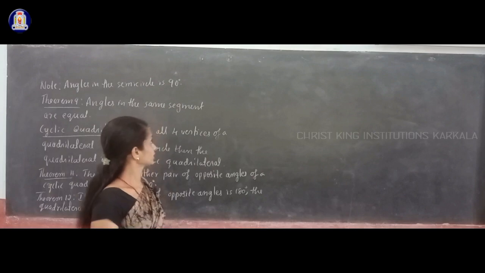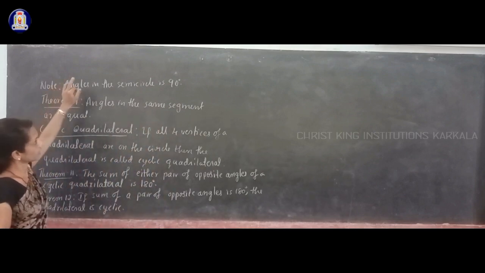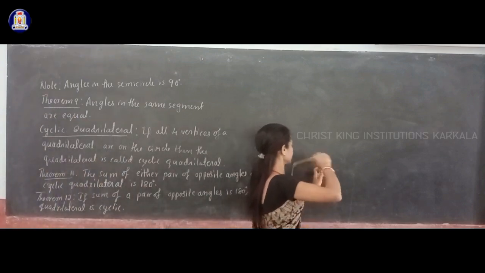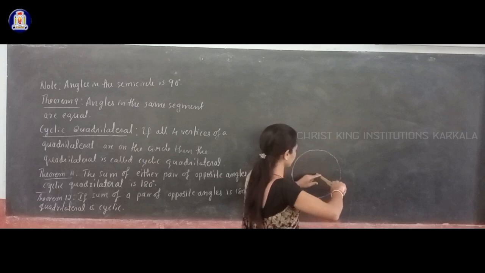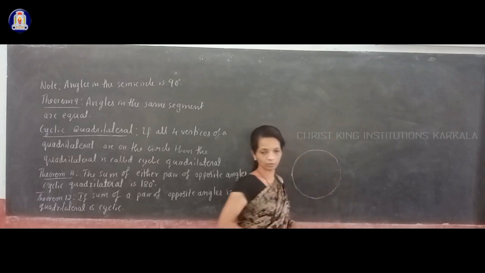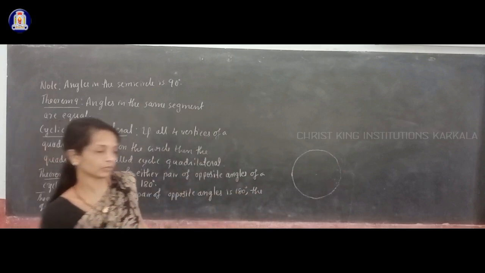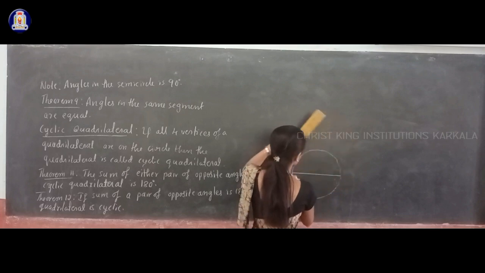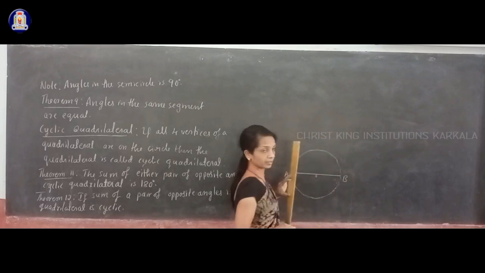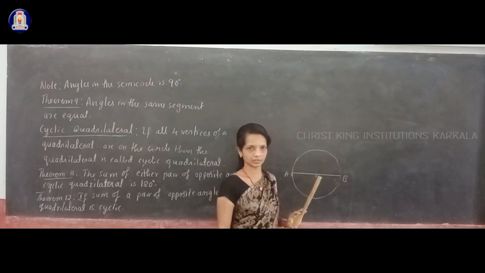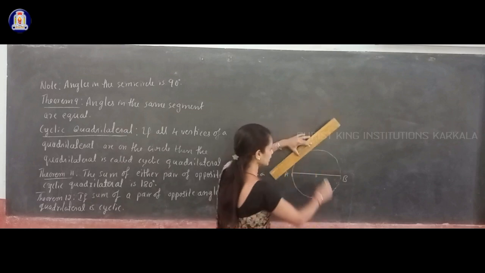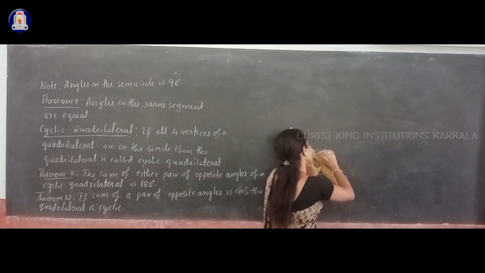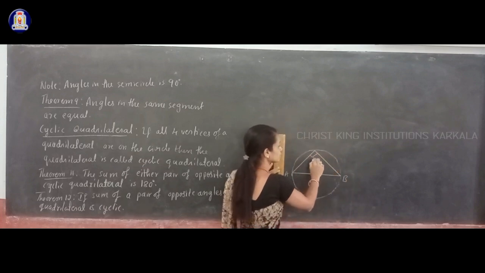Okay, thank you. Next, angles in the semicircle are 90 degrees. When you have a semicircle, suppose you draw a circle and draw a diameter of that circle, then on both sides of that diameter you have a semicircle. Suppose AB is a diameter, then on both sides of that diameter you have a semicircle. The angle in the semicircle is 90 degrees. If you take any angle in the semicircle, that always measures 90 degrees.